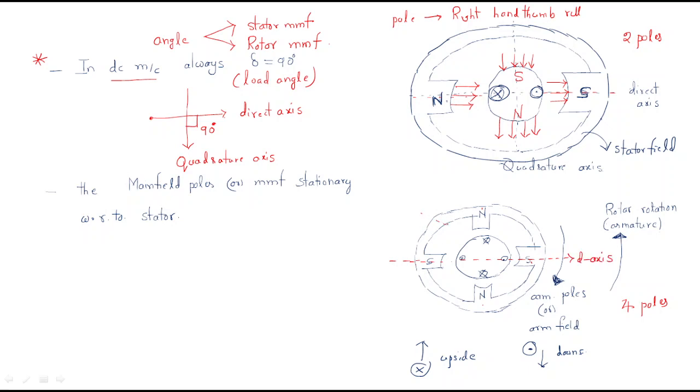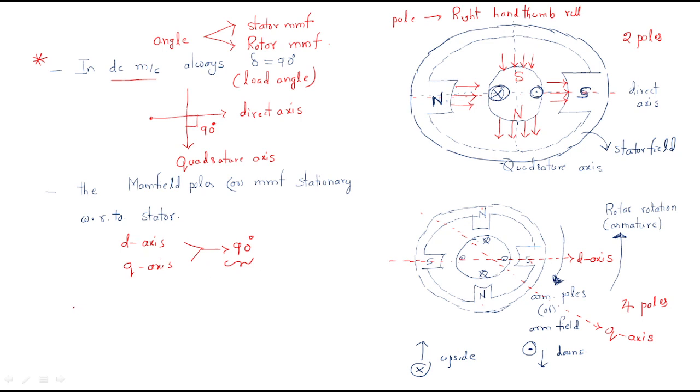In between these we have another axis, that axis is called the quadrature axis. The most important thing is that between the direct axis and the quadrature axis, we have 90 degrees. So just observing here, there is an angle of 90 degrees.